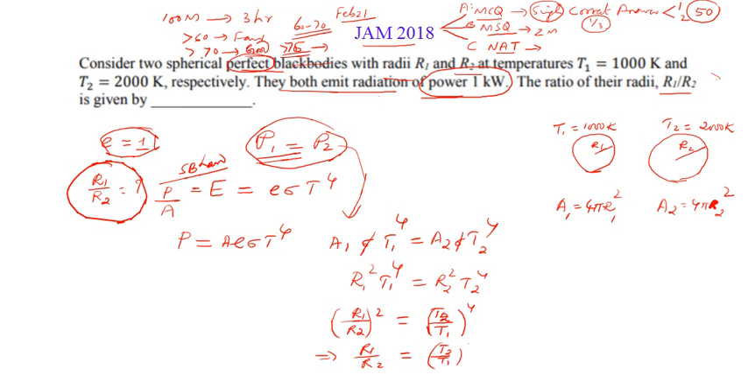It's quite easy. What is T2? T2 is 2000 Kelvin and T1 is 1000 Kelvin. So T2 by T1 will be nothing but 2 by 1, since 2000 by 1000. So 2 square is equal to 4. So what will be the answer? 4 is to 1. So the ratio of their radii R1 by R2 is 4 is to 1. That is the correct answer. You can check it. Can you see that?